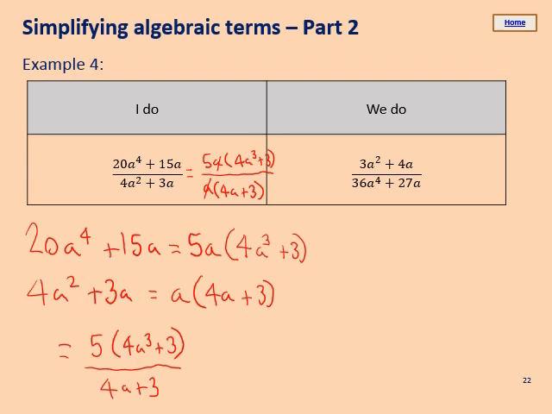Okay, so for this one, if we start factorising the top, 3a squared plus 4a. Take out a as a common factor, that factorises to a bracket 3a plus 4 on the top. So I'm going to rewrite that, a bracket 3a plus 4. And then on the denominator, 36a to the power 4 plus 27a.